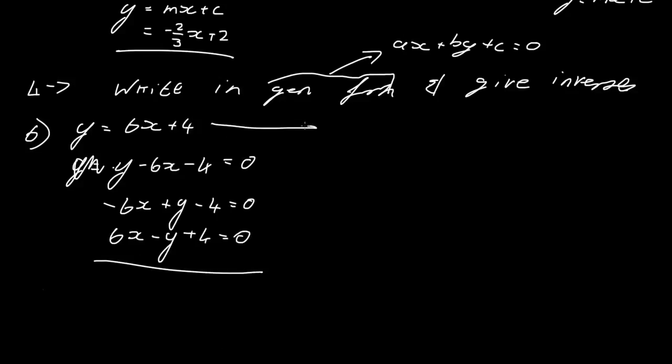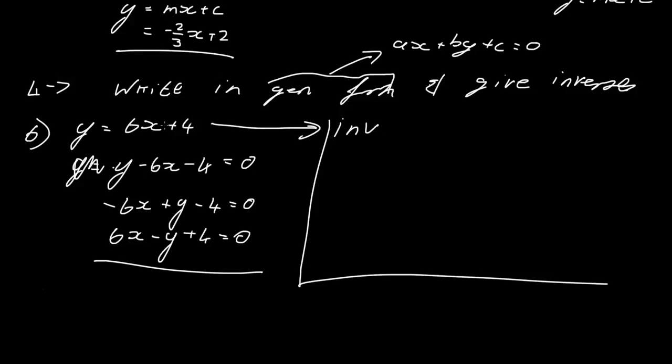Next, you have to give the inverse of this function. So, what do we do to get the inverse? We swap x and y, and we solve for y, and we have the inverse. So, the original is y equals 6x plus 4. So, we swap x and y. So, we have x equals 6y plus 4. Okay, and we solve for y.